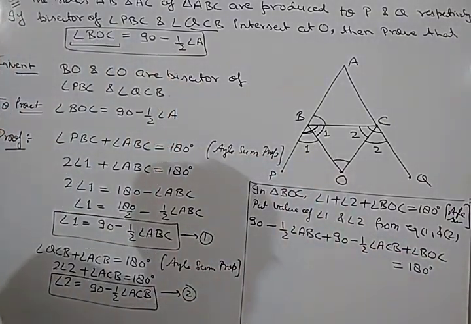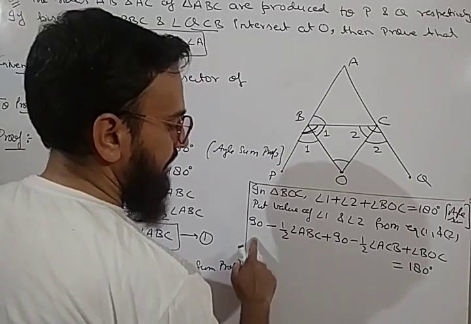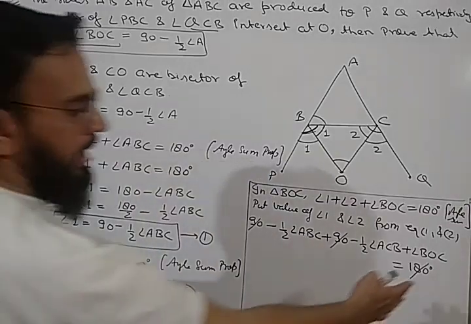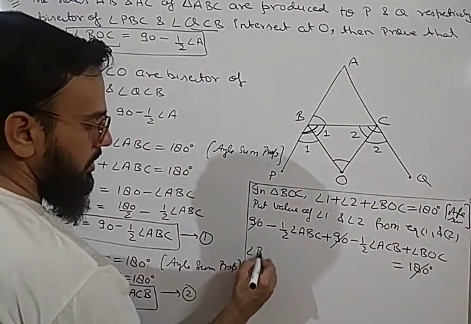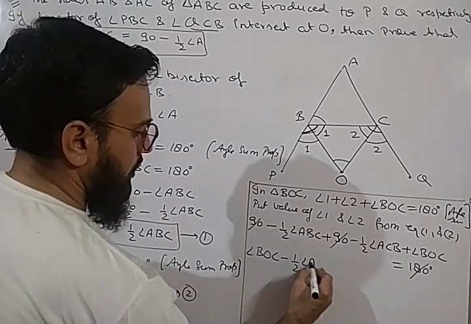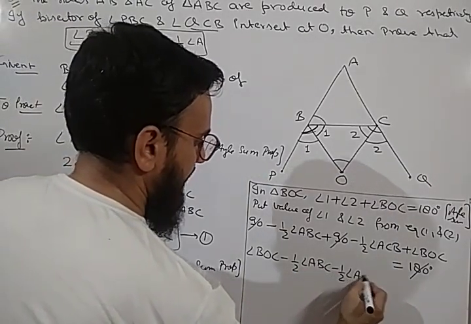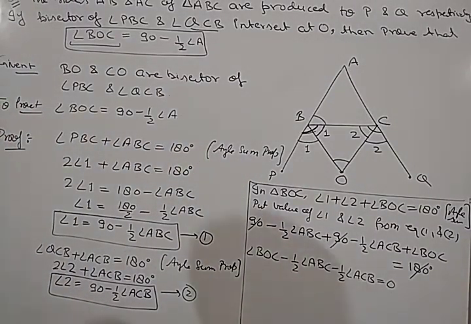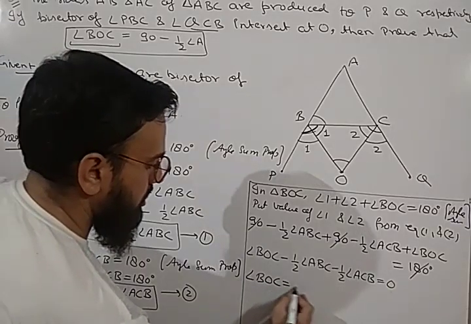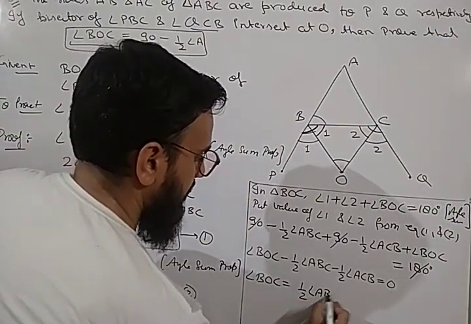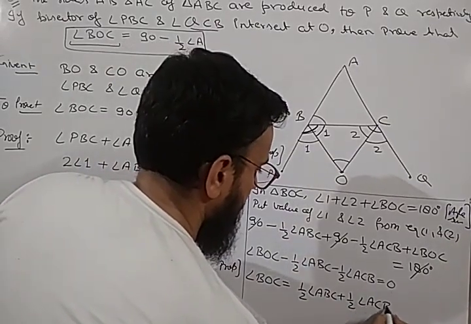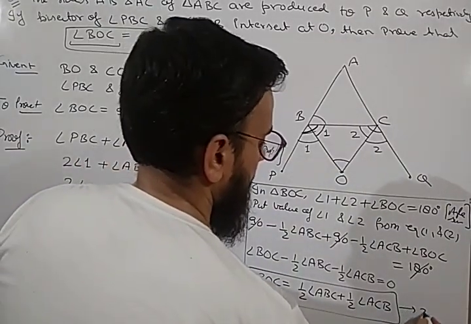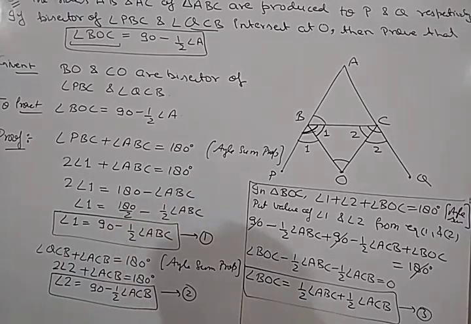Now this 90 plus 90 will be 180 on the left hand side, and 180 on the right hand side, so it will be cancelled out. 180 will be completely cancelled out, and on the right hand side it will be 0. So we will get angle BOC minus half of angle ABC minus half of angle ACB equal to 0. Okay. So we can write it as angle BOC is equal to half angle ABC plus half angle ACB. So we have this equation: angle BOC is equal to half angle ABC plus half angle ACB. Let us consider this as equation number 3.